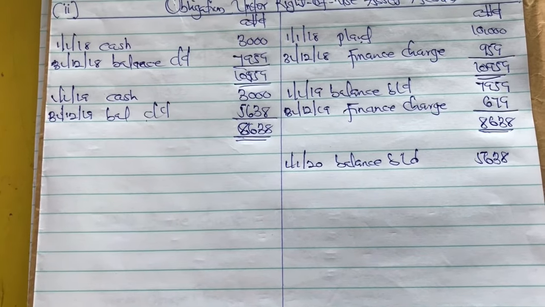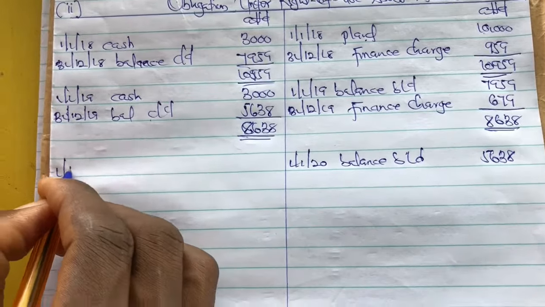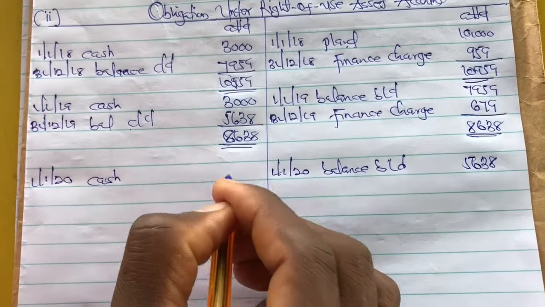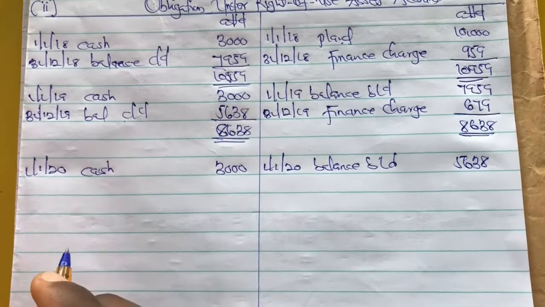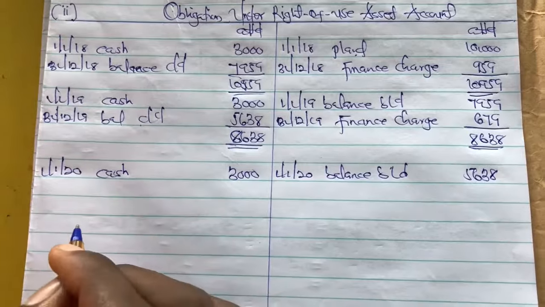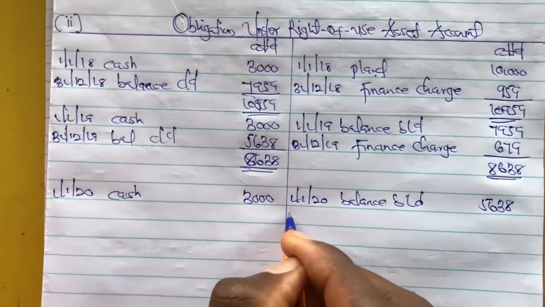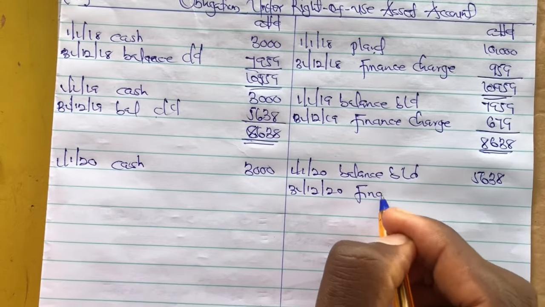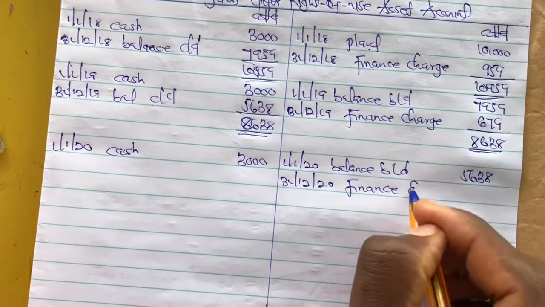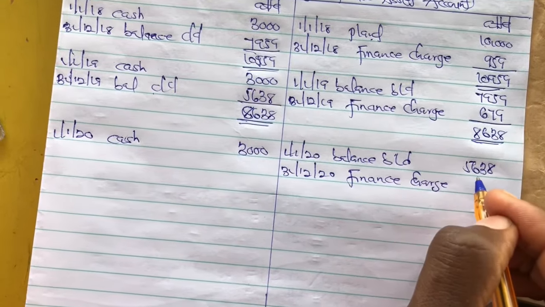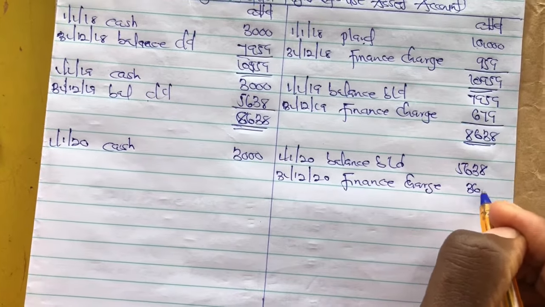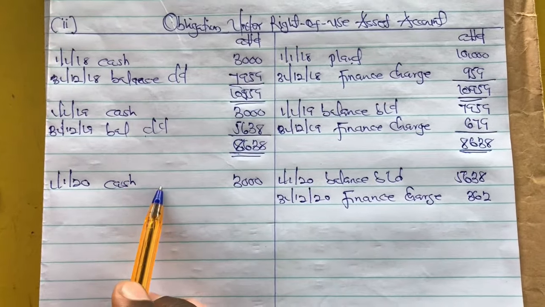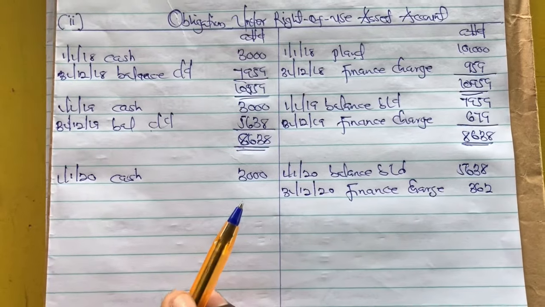But remember that on 1st January 2020, we made a rental payment. So 1st January 2020, that is a cash payment of 3,000 Ghana cedis. And there was a finance charge at the close of the period, that is 31st December 2020. The finance charge is an amount of 362. I explained the reason why we are debiting the cash payment, then we credit the finance charge. It has been explained already.